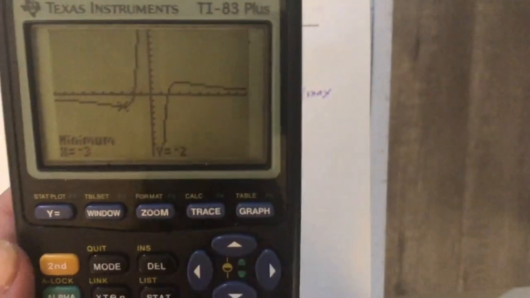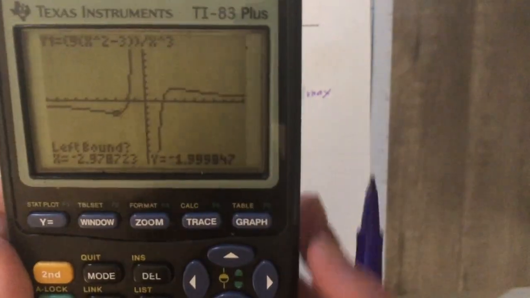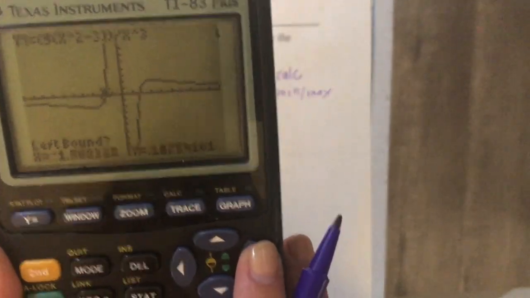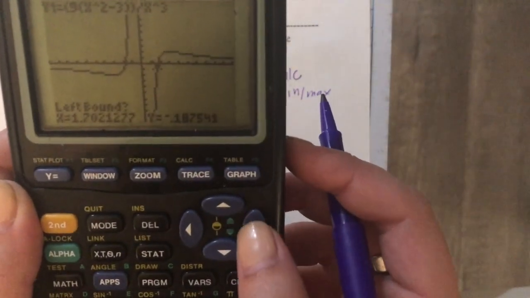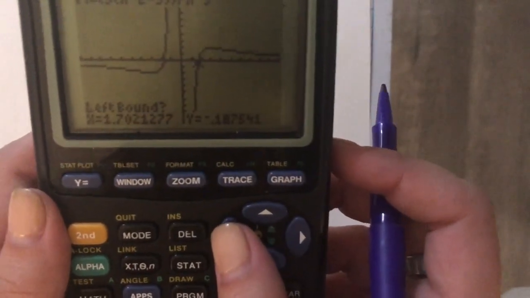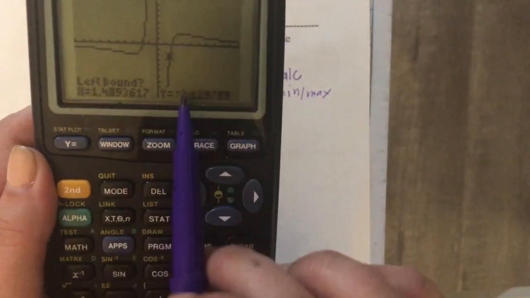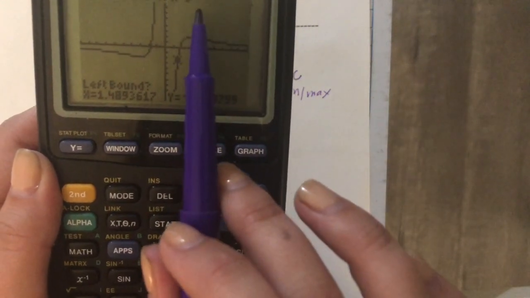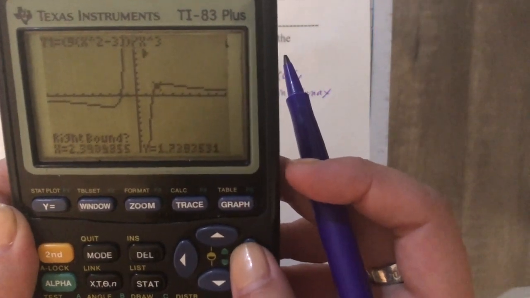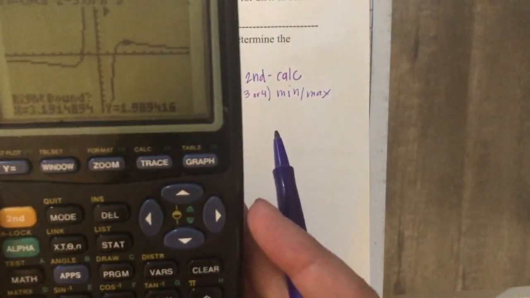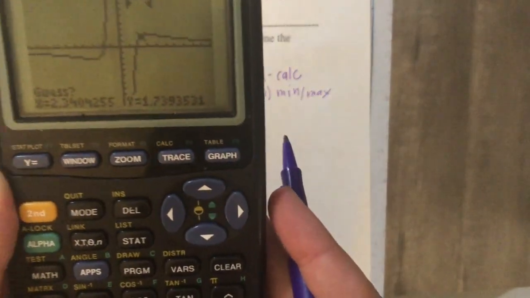Same calculator steps, I'm gonna do second calc. This time I want to look for my maximum. Now I want to use this arrow right here to go all the way over until my blinky guy appears on this side, right? I still want to stay to the left because it's asking for the left bound, so I'm gonna be somewhere on the left side of this right here. So imagine like drawing a line. I want my blinky guy or my cursor to be to the left. Press enter. Then I'm gonna go over to the right. Press enter because it asked me for a right bound. And then I want a guess somewhere close to my maximum.